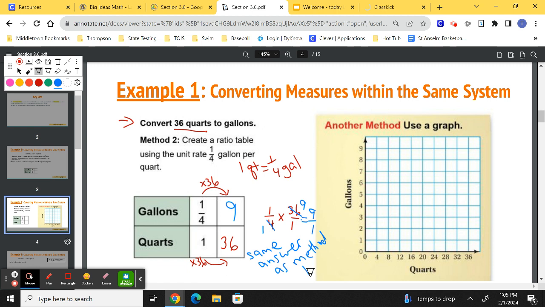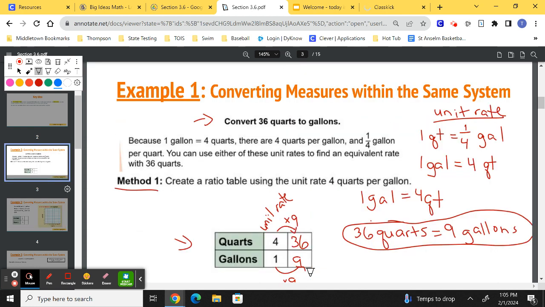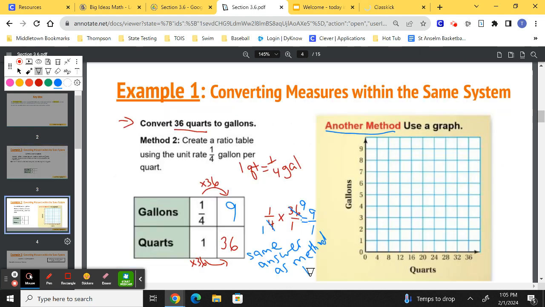All right, so another method. This is all they're trying to show you. Let's go back to the beginning, and we're going to use 1 gallon equals 4 quarts. So if I have quarts at the top and gallons at the bottom, and I have 1 gallon equals 4 quarts, remember, you're graphing. So what else could I be graphing? If I have 4 and then 1, what else could I have?